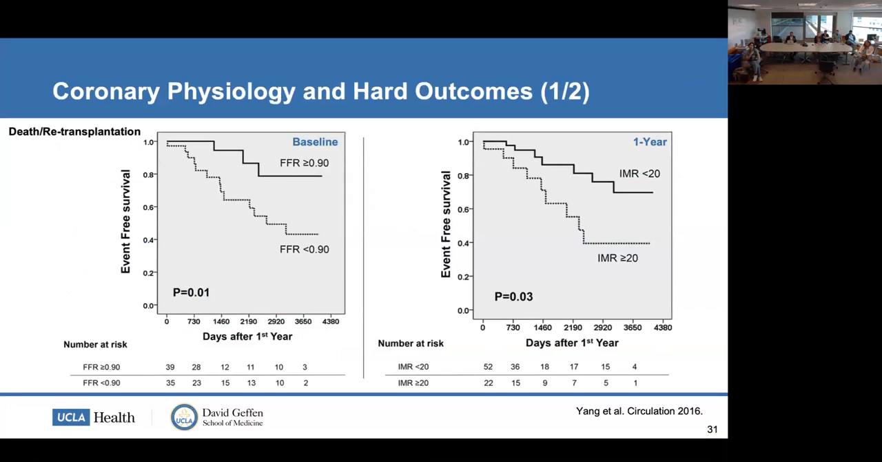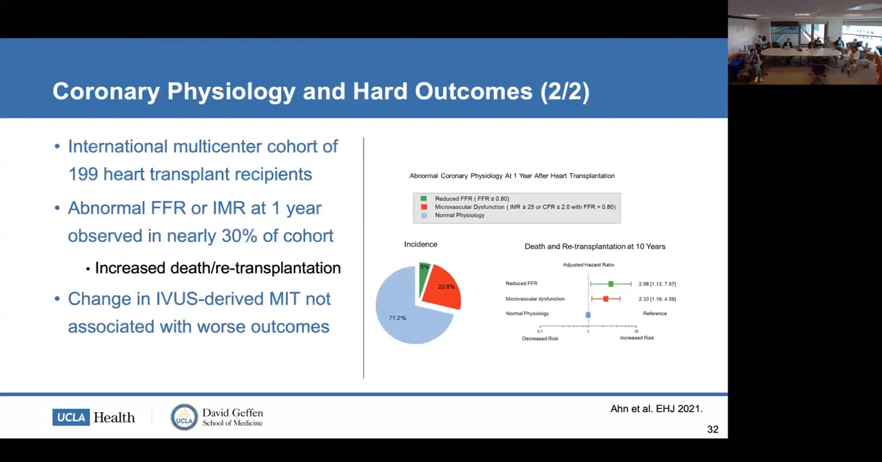In terms of hard outcomes, this is a paper out of Stanford from 2016 in about 75 transplant patients, showing that a baseline FFR less than 0.80, and also a 1 year IMR greater than 20, were both associated with worse outcomes in terms of death and retransplantation. They built off this paper by doing an international multi-center cohort study of nearly 200 patients that was recently published in EHJ in 2021.